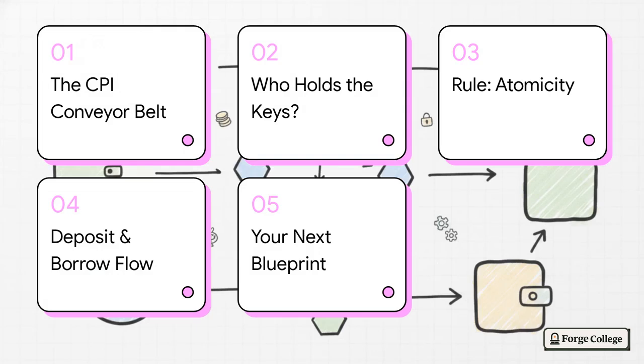Here's our factory schematic for today's explainer. We've got 5 sections. Section 1, the CPI conveyor belt. Section 2, who holds the keys? Section 3, the golden rule, atomicity. Section 4, deposit and borrow flow. And finally, Section 5, designing your next blueprint.